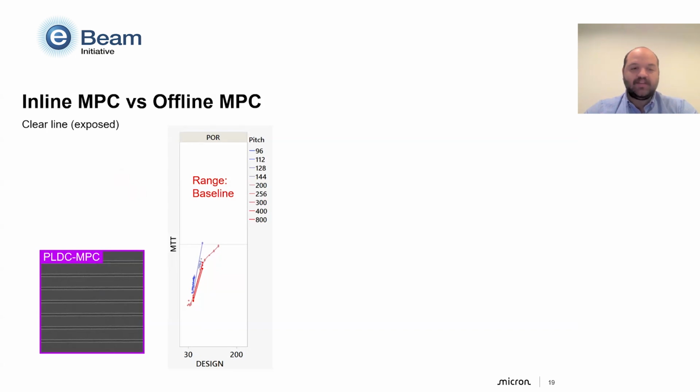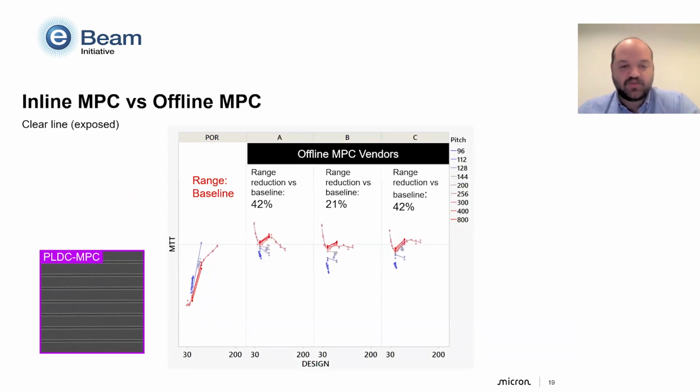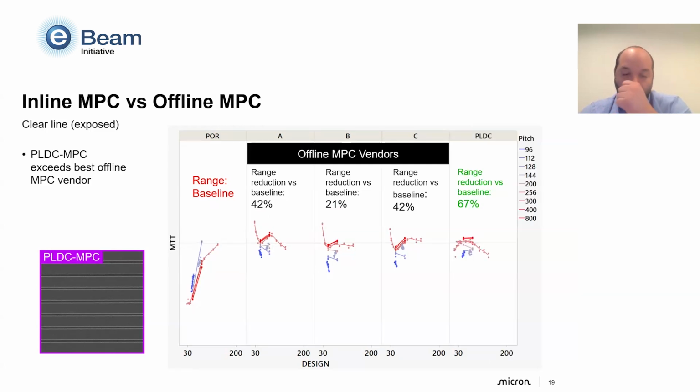So 3 separate offline MPC vendors were examined. The error baseline range was reduced between 42% to 21% for 3 separate vendors. Inline PLDC range reduction versus baseline was 67%, exceeding the best performance of offline MPC.